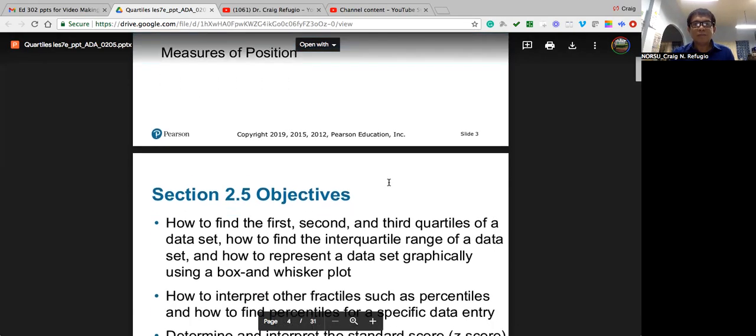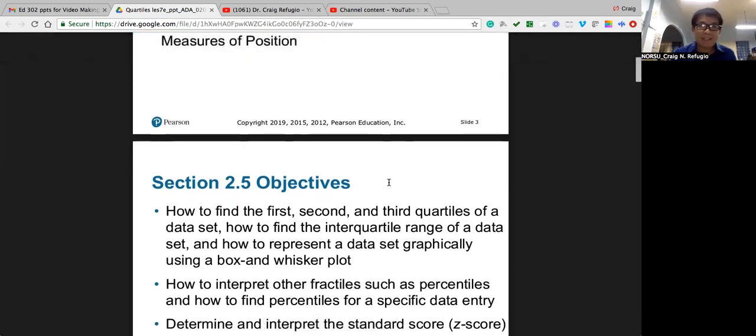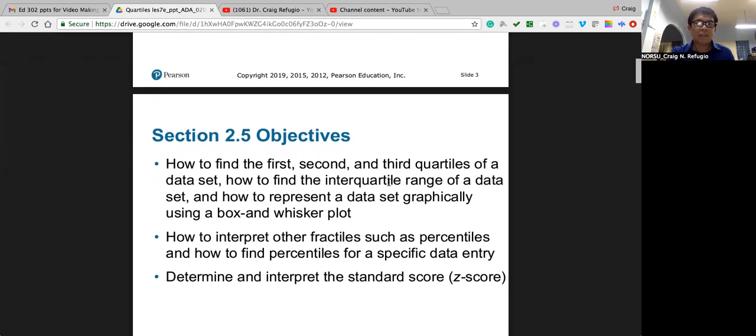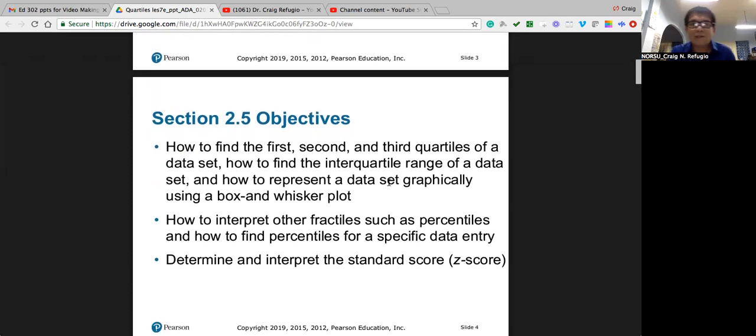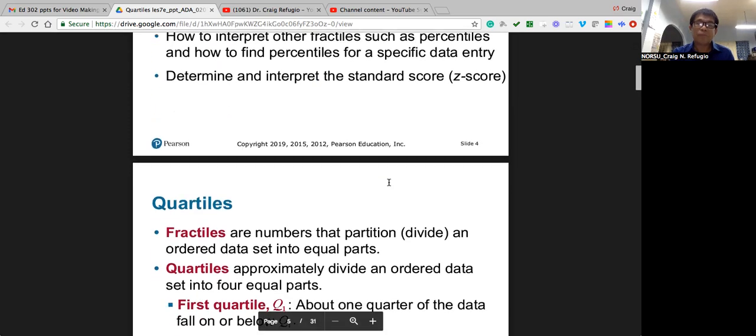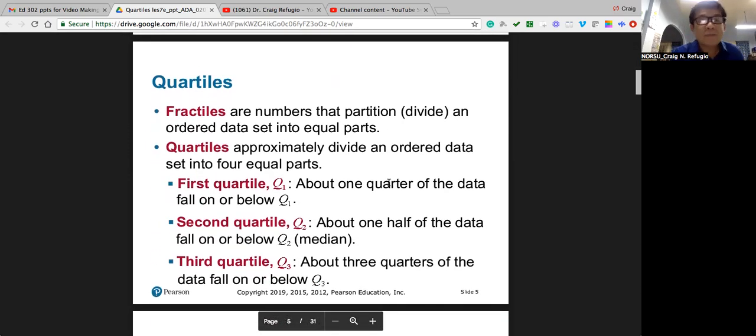Objectives: how to find the first, second, and third quartiles of a data set, how to find the interquartile range of a data set, and how to represent a data set graphically using a box and whisker plot. How to interpret other fractiles such as percentiles, and how to find percentiles for a specific data entry. Next, determine and interpret the standard score, or the so-called z-score. When you encounter z, that represents the standard score or the z-score. So first, we'll take up quartiles.